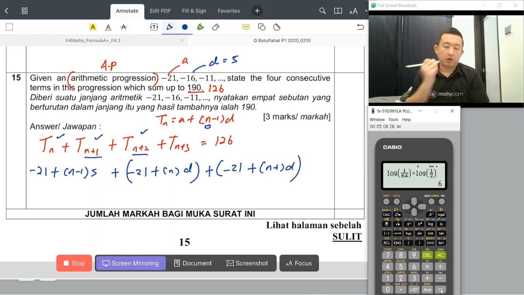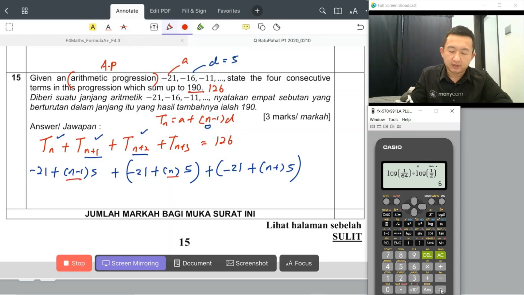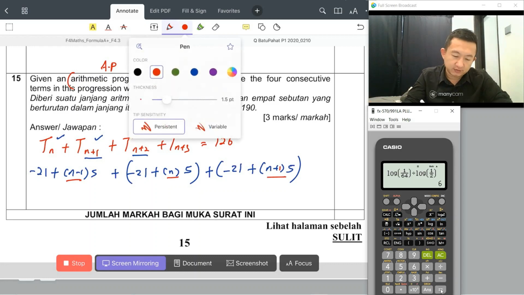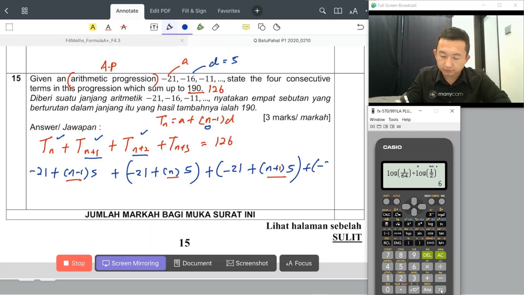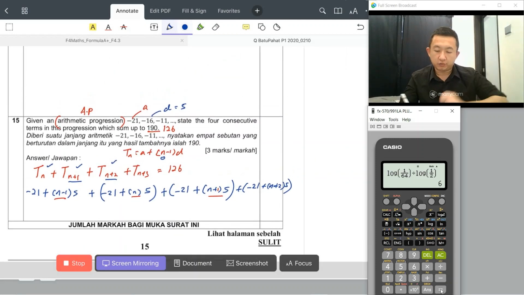Okay, we know the d, so why do we need to write the d? We write 5. Now you observe the pattern. Can you tell? n minus 1 and n plus 1, so can you tell the next one? n minus 1, n plus 1, then the next one will be n plus 2. So you have this, okay, and we know that this equals 126.